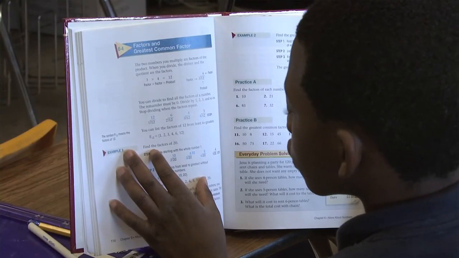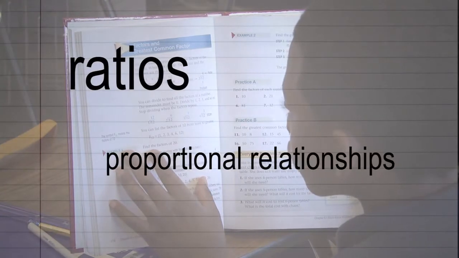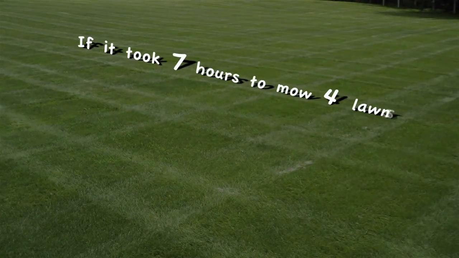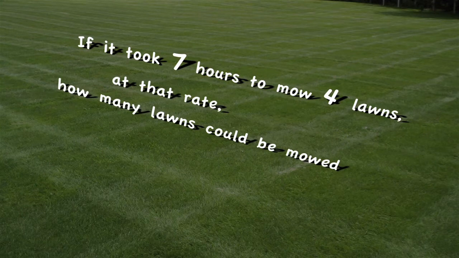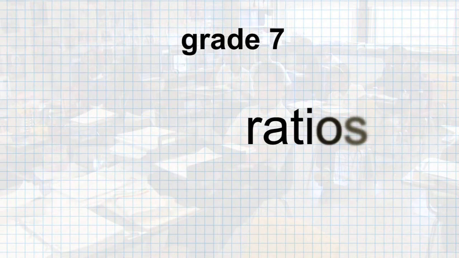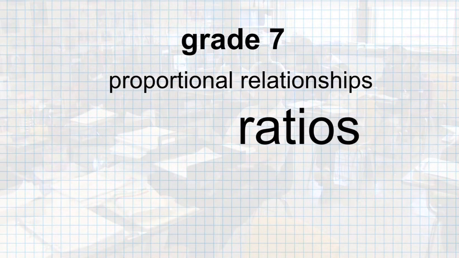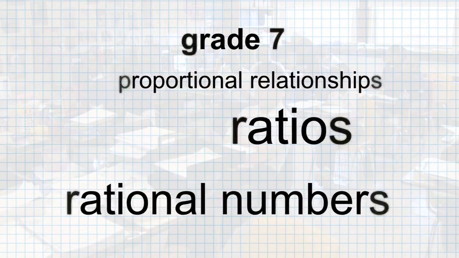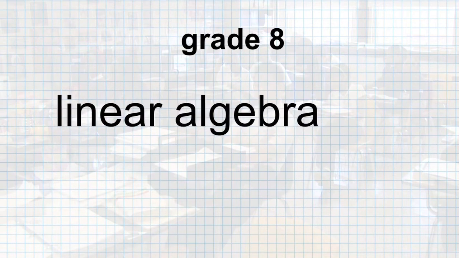In 6th grade, students are working with ratios and proportional relationships. If I took 7 hours to mow 4 lawns at that rate, how many lawns could be mowed in 35 hours? Also, students tackle early expressions and equations, like subtract y from 5. In grade 7, students continue to work with ratios and proportional relationships as well as rational numbers. And in grade 8, linear algebra is the focus.